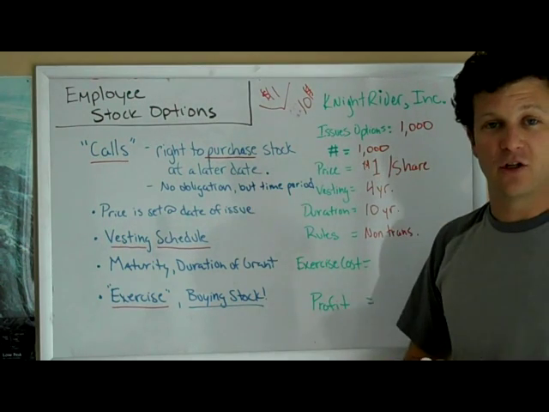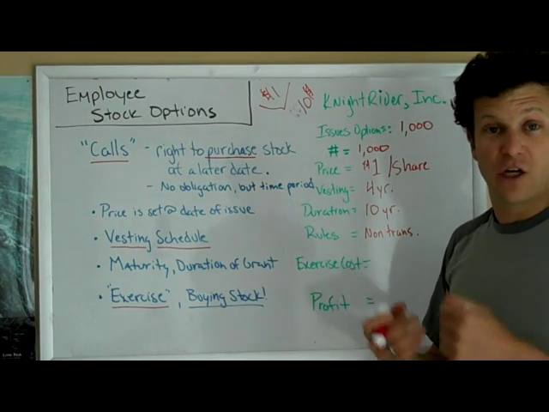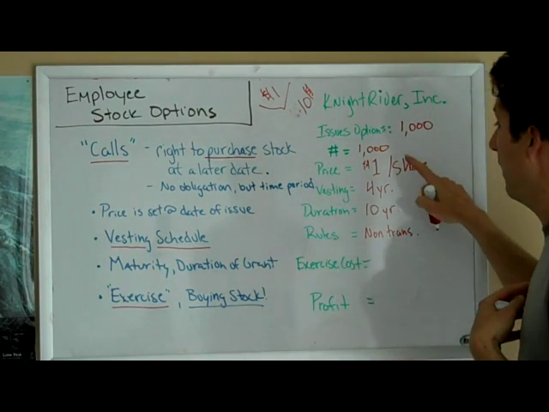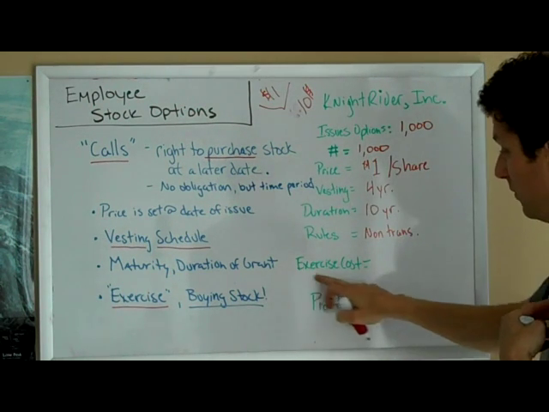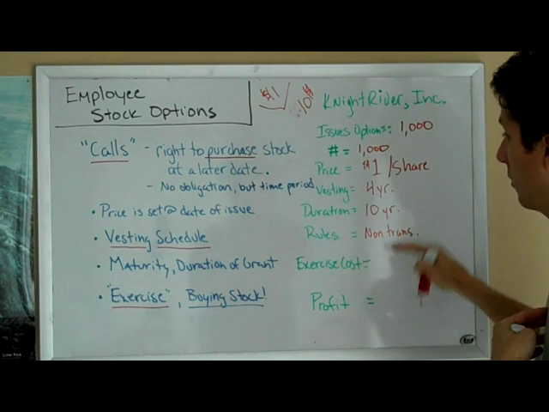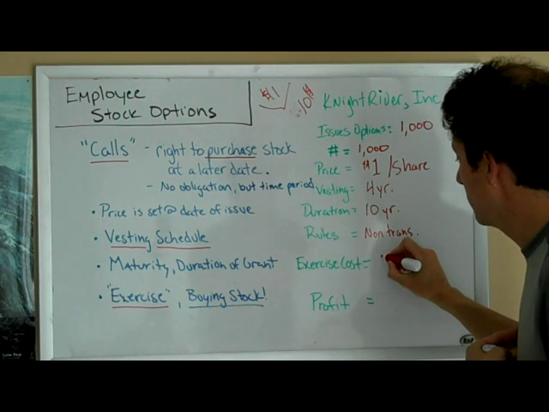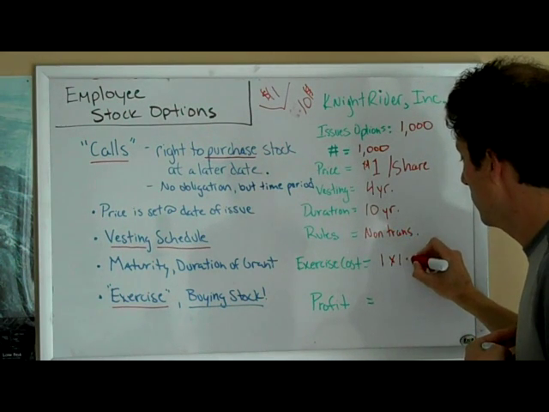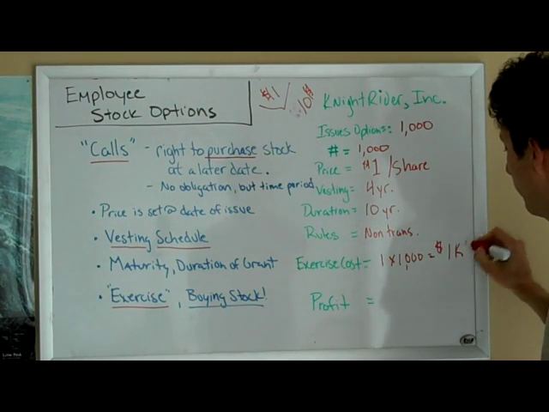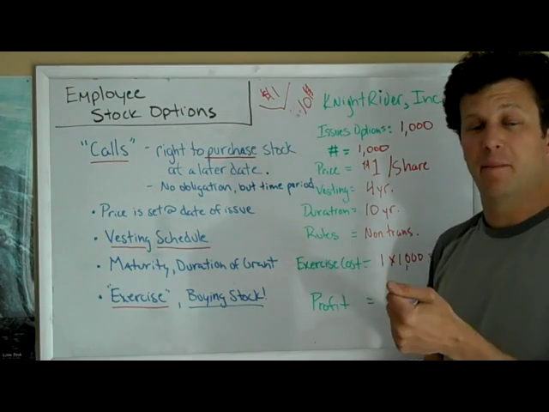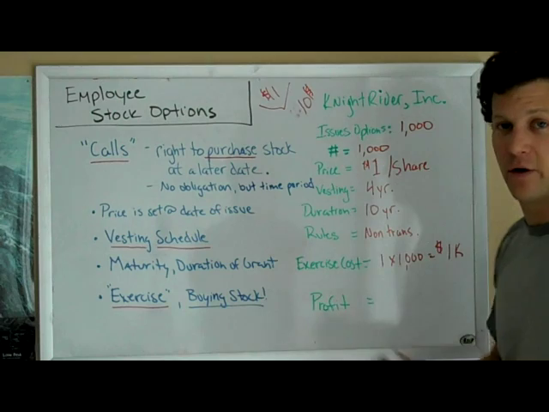And now I need to make a decision about whether I want to turn it into stock. Well, of course I want to turn it into stock. Each share is worth $10 when I only have to pay $1 to exercise the stock. So I make the decision, yes, I would like to exercise. The cost of exercise is the price of the stock multiplied by the shares. So it's $1 times 1,000 shares. So that would equal $1,000 for me to exercise the stock. So I pay the company $1,000. I now own 1,000 shares of Knight Ridder Incorporated.